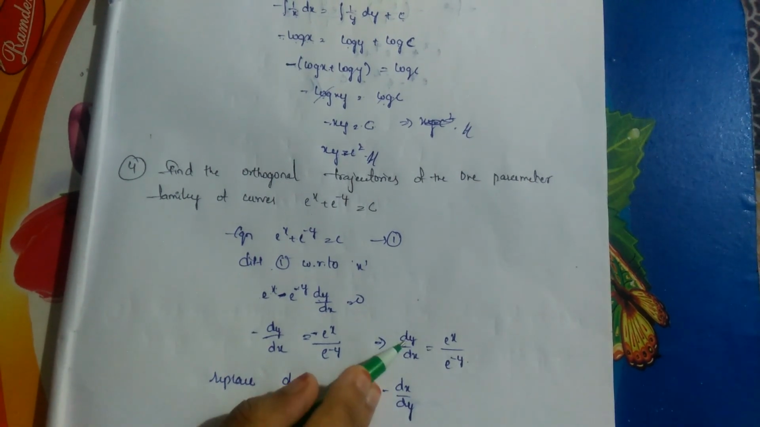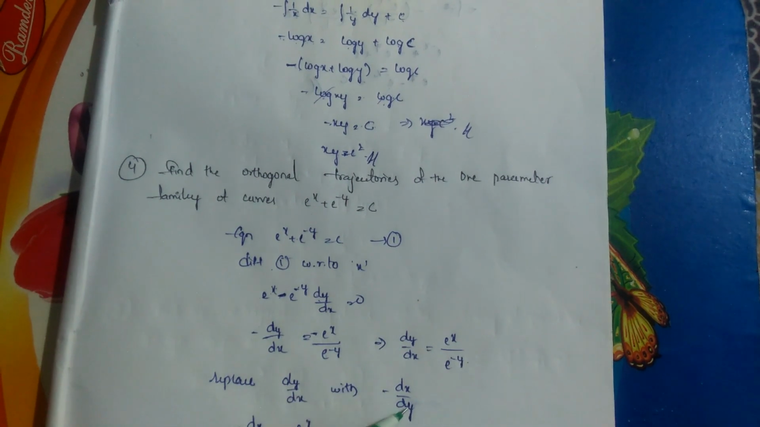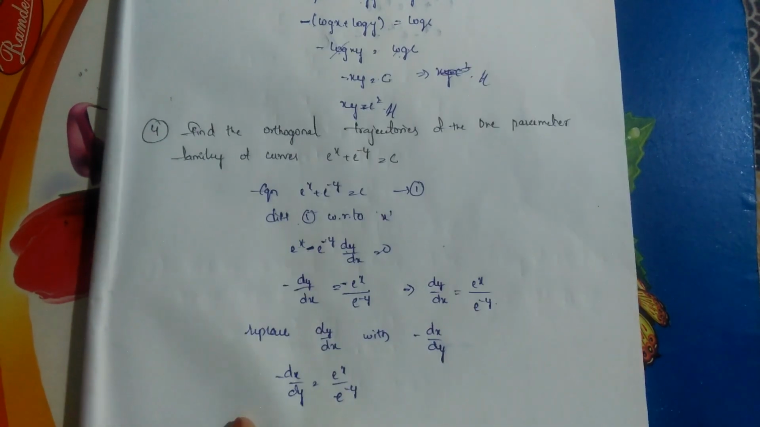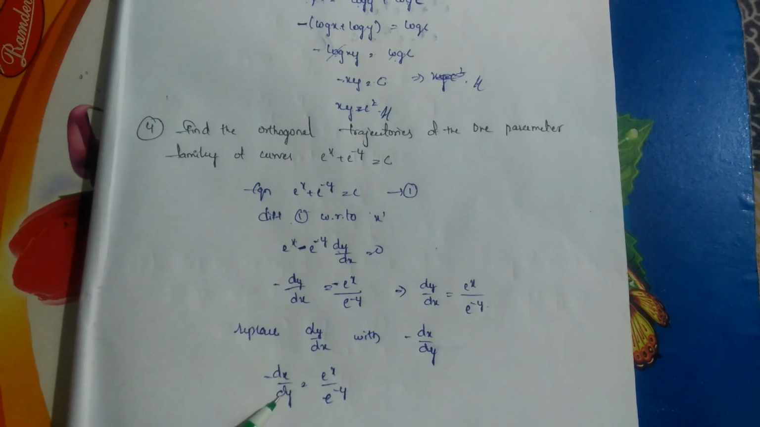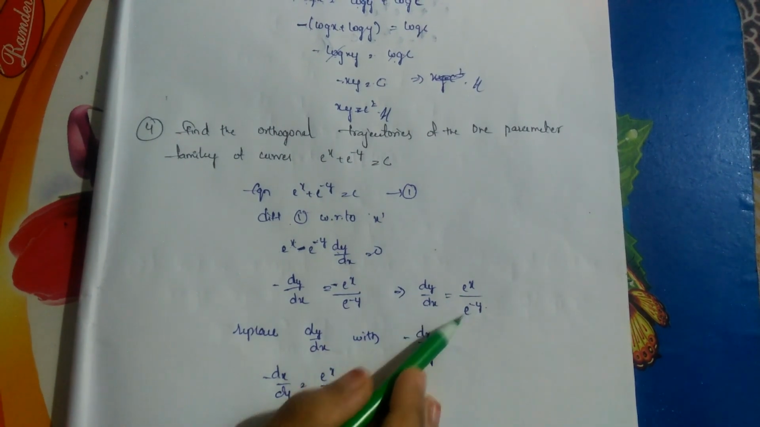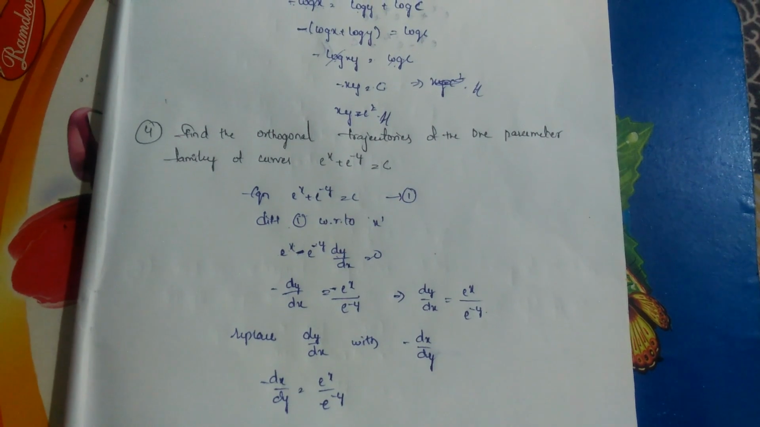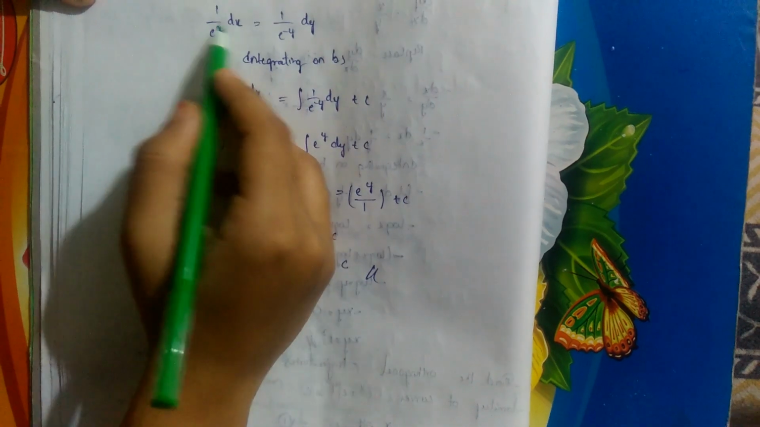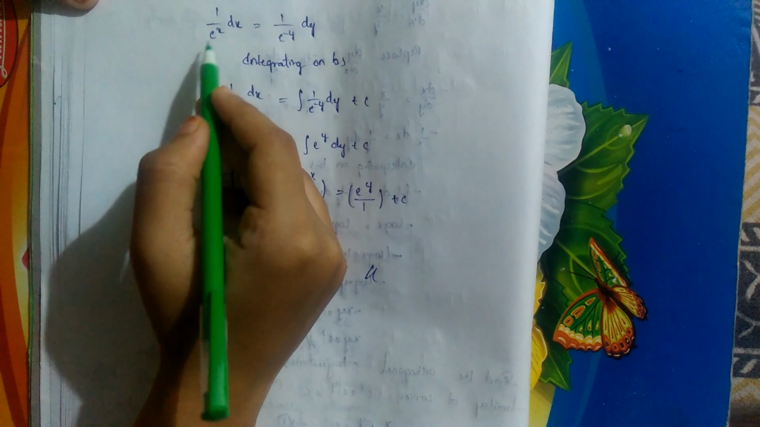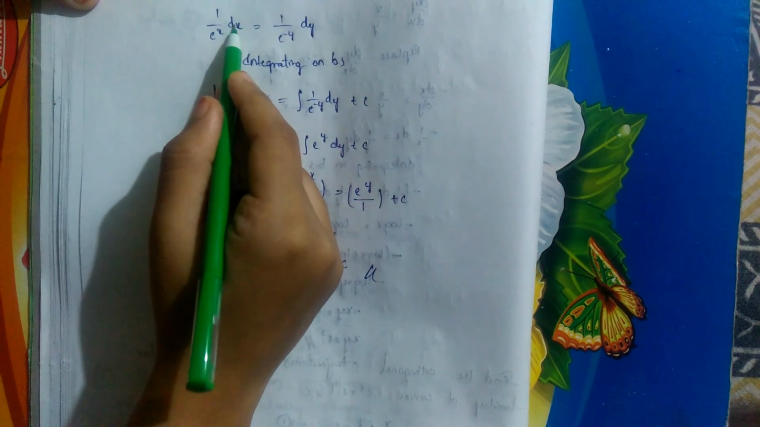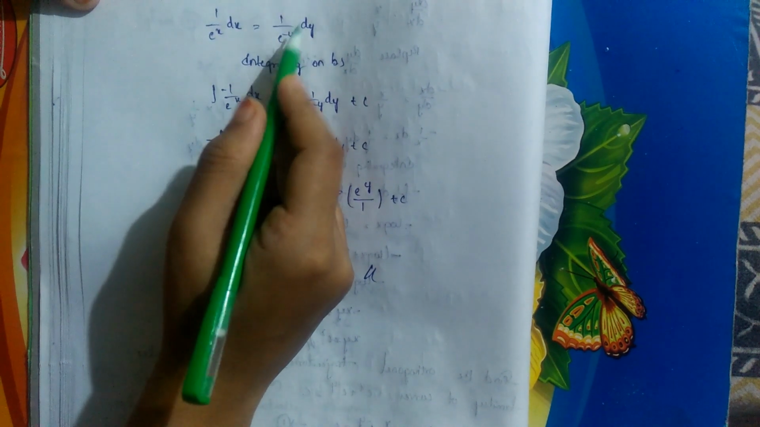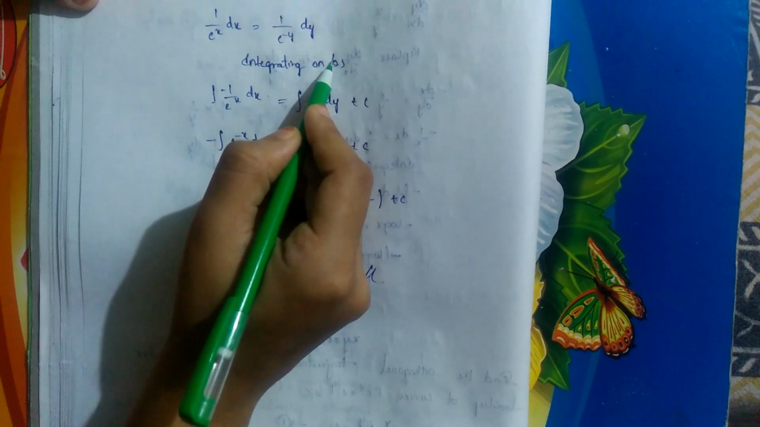Now we have to replace this dy by dx with minus dx by dy. When you replace here, we get minus dx by dy is equal to e power x by e power minus y. Now we have to solve this. Then we can send the e power x to the left hand side. It becomes 1 by e power x dx is equal to 1 by e power minus y dy. Now we have to integrate it on both sides.